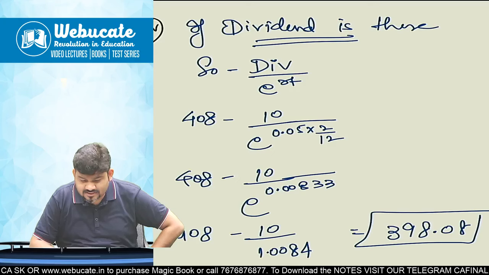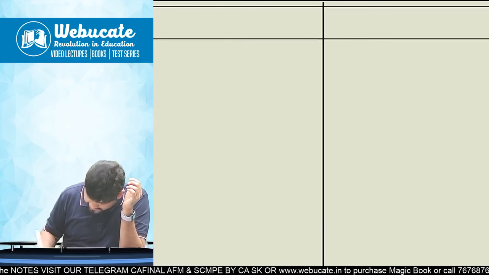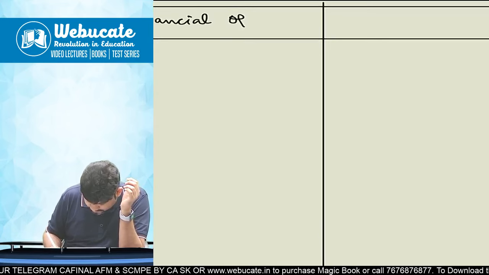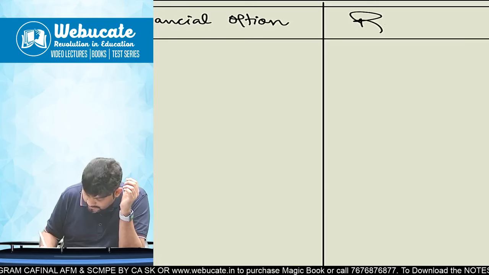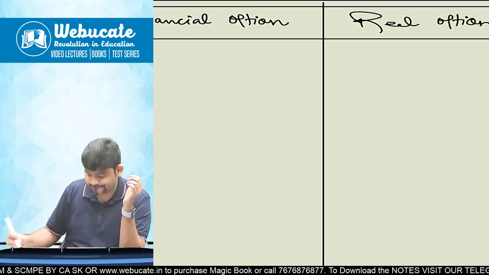After this, now we move on to the next aspect, and that is real options. Remember, what we have done so far are the financial options. Now we are going to start with the real options. So two things are there. One is a financial option, and the other is the real option.